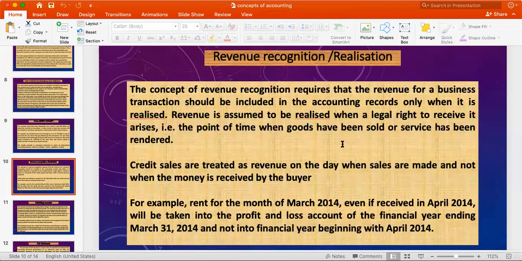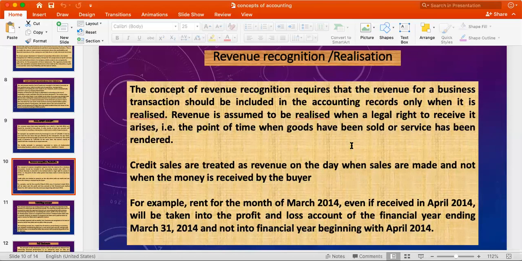Okay, next concept, revenue recognition or revenue realization. Now what happens, taking the same example, that I am buying the goods. The business is buying the goods from a creditor on a credit basis. Suppose I am buying it today, 16th of April, and I am going to pay in October. So we have to show the transaction on which day? The day we have bought, the date the transaction took place, whether we pay money or whether we don't pay money.